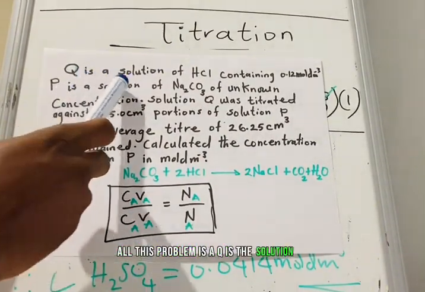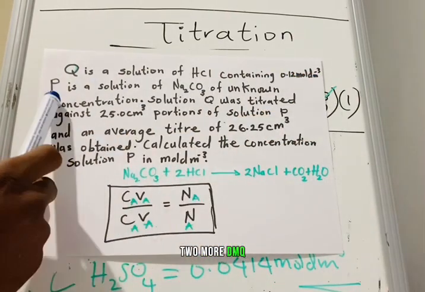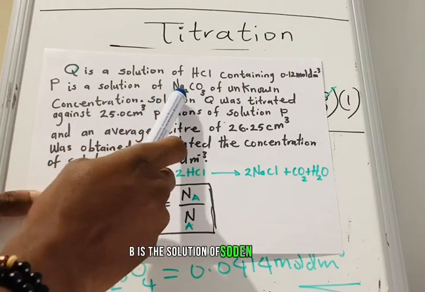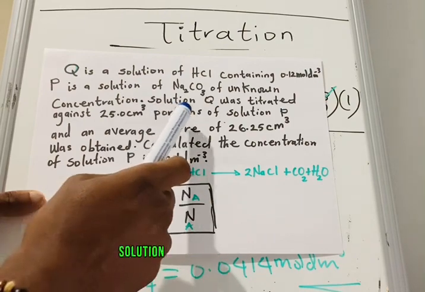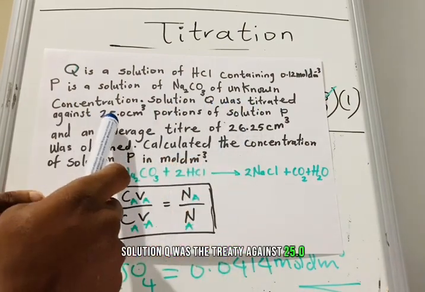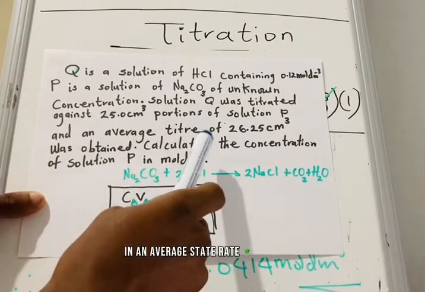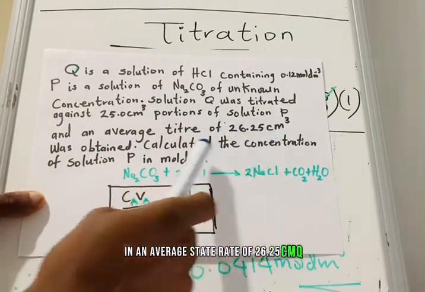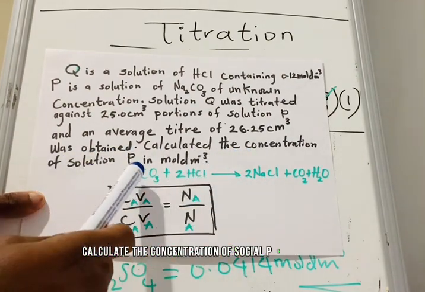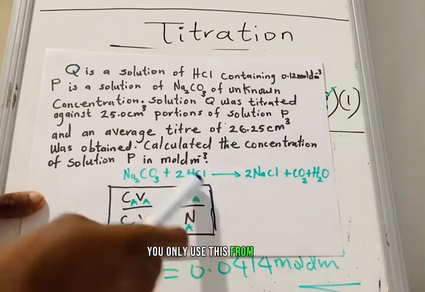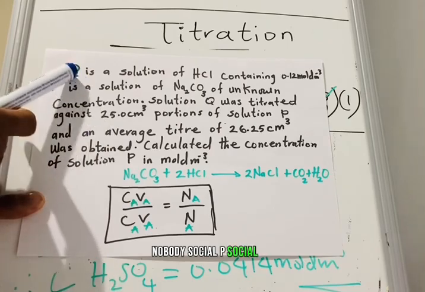Q is a solution of HCl containing 0.12 mole per dm³. P is a solution of sodium carbonate of an unknown concentration. Solution Q was titrated against a 25.0 cm³ portion of solution P, and an average titre of 26.25 cm³ was obtained. Calculate the concentration of solution P in mole per dm³. You're going to use this formula. Similar problem.